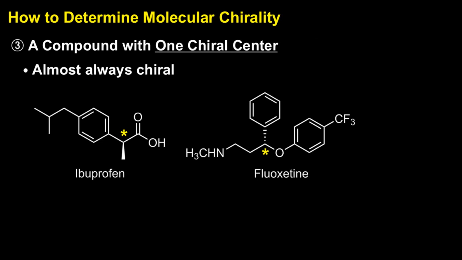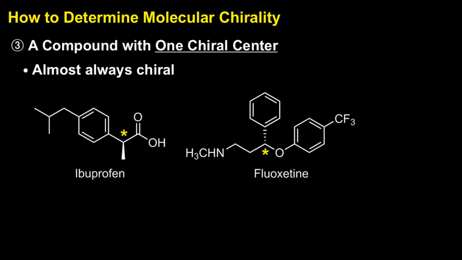A molecule with just one chiral center is almost always chiral. When a carbon atom is bonded to 4 different groups, it forms a structure that can't be superimposed on its mirror image, creating 2 distinct enantiomers. A great example is ibuprofen, the common pain reliever. It has one chiral center, so it exists as 2 enantiomers. In pharmaceuticals, one of these enantiomers is usually more biologically active than the other.